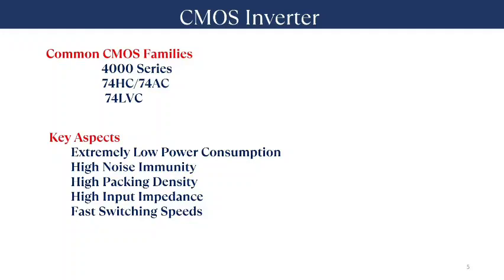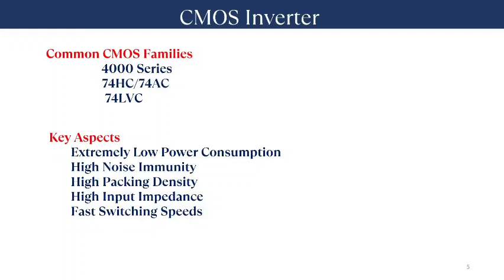The key reason for the preference for CMOS is extremely low power consumption. CMOS inverters only consume significant power during switching, as one transistor is always off in a steady state, making them ideal for battery powered devices. Then the second one is high noise immunity. Due to the rail to rail output swing of 0 to VDD, they offer a large noise margin, allowing them to function reliably in noisy environments.